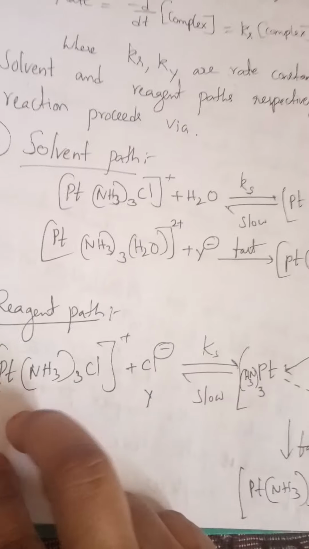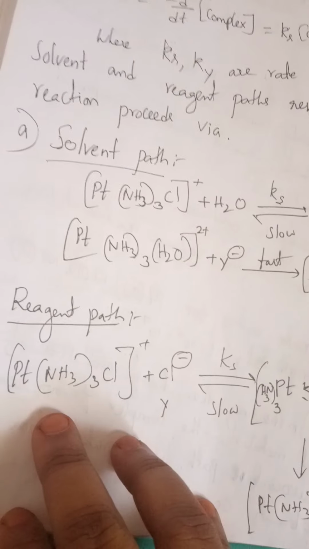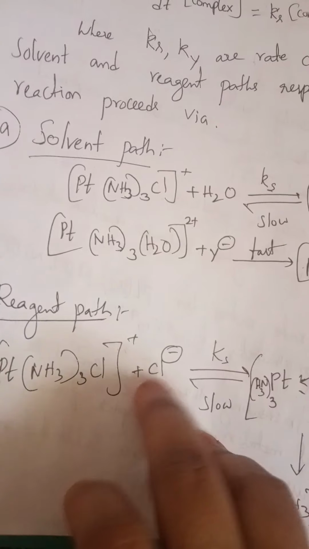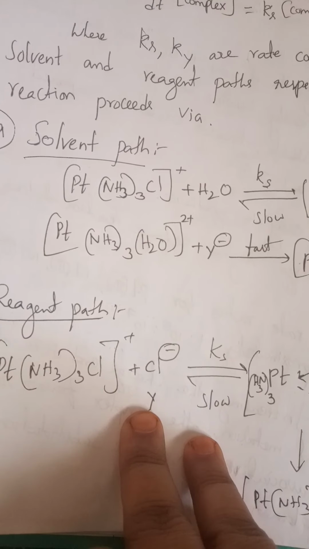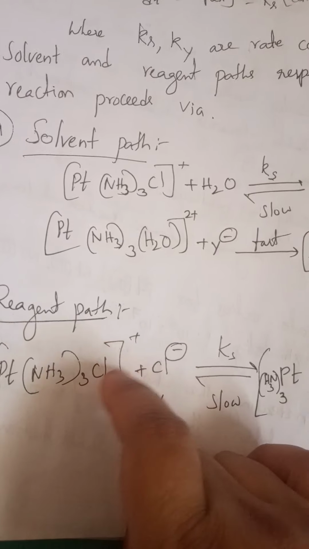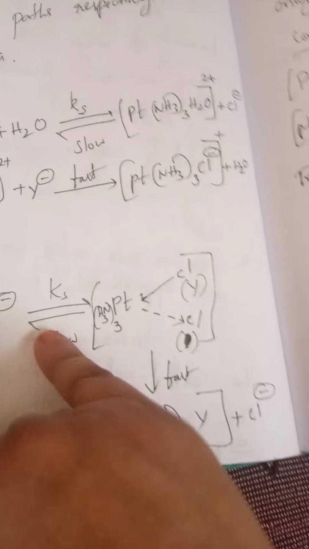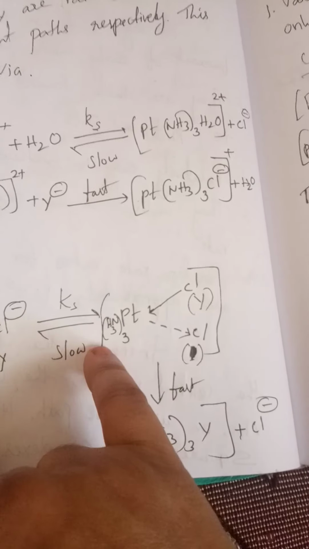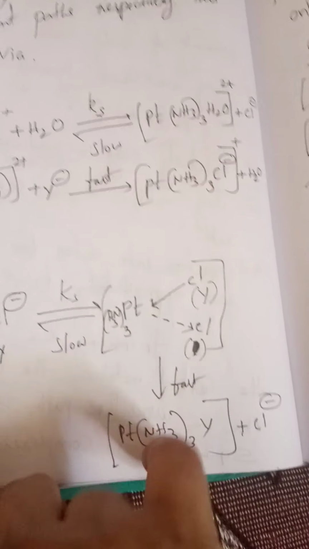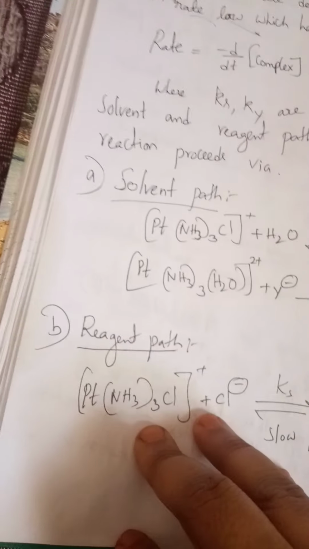The second one is the reagent path. Reagent path means the incoming ligand initiates the first step. It is also dissolved in water, and it reacts with the incoming ligand. Again it is a slow step, because the incoming ligand and outgoing ligand are both involved simultaneously, so it is somewhat slow. It is the rate-determining step, and then it becomes fast as the outgoing ligand leaves. So this is the reagent path and the solvent path.